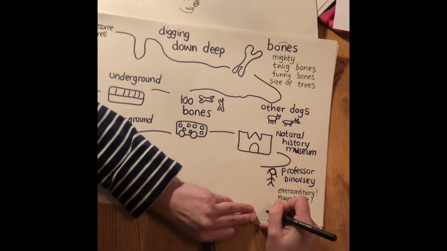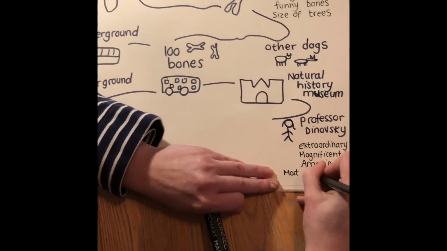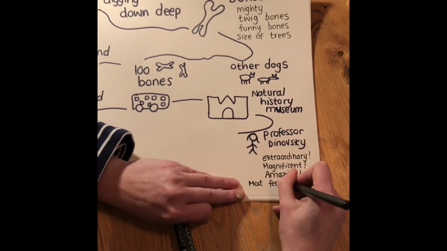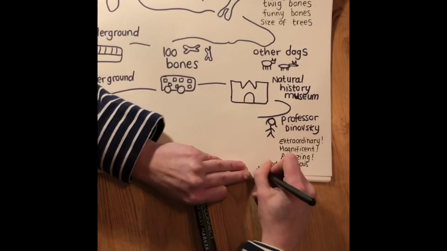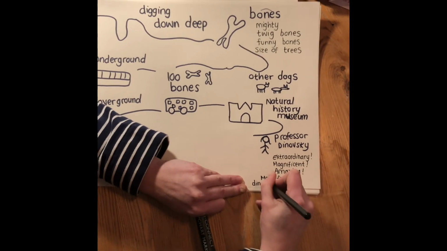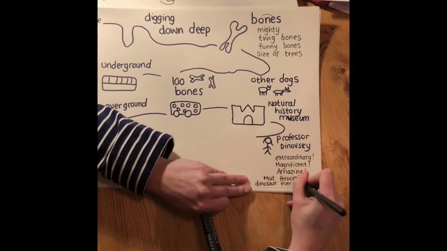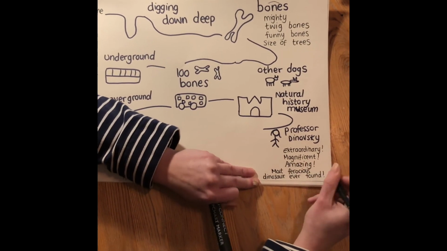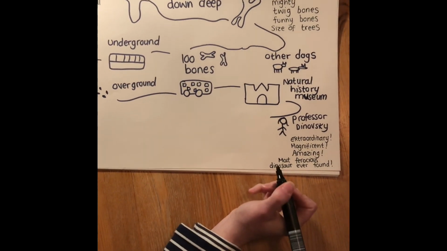And they said it was the most ferocious dinosaur ever found. Do you remember ferocious? Most ferocious dinosaur ever found. Now, because it was the most ferocious dinosaur ever found and the dogs were so clever to find all those bones, our Scruff got really, really famous.